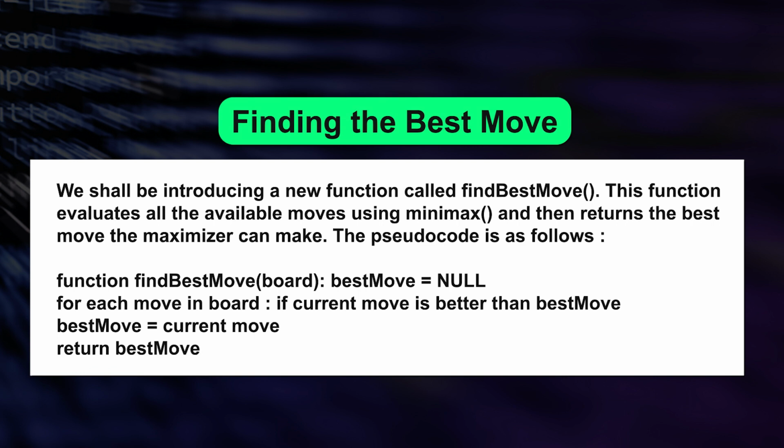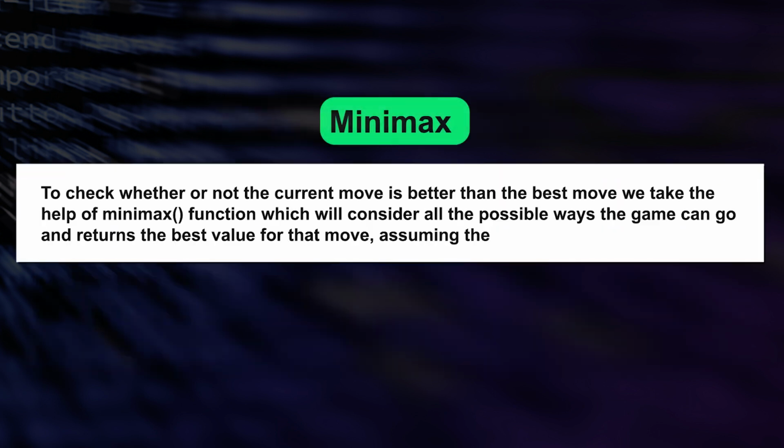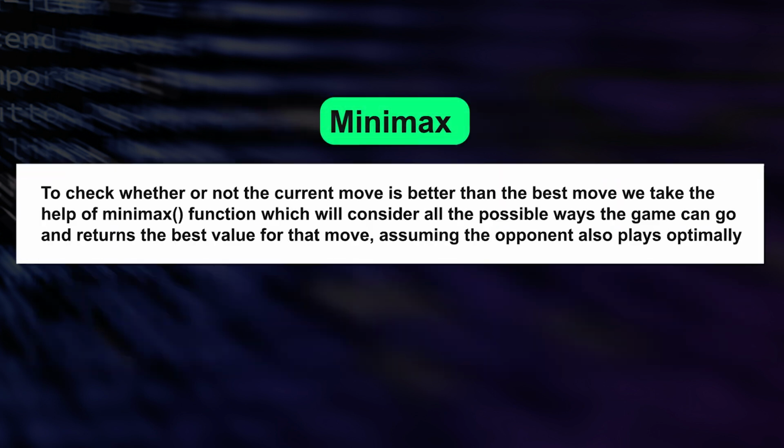We shall be introducing a new function called find best move. This function evaluates all the available moves using the min-max function and then returns the best move the maximizer can make. The pseudocode is as follows. Function find best move, board. Best move is equal to null. For each move in board, if current move is better than best move, best move is equal to current move. Return best move.